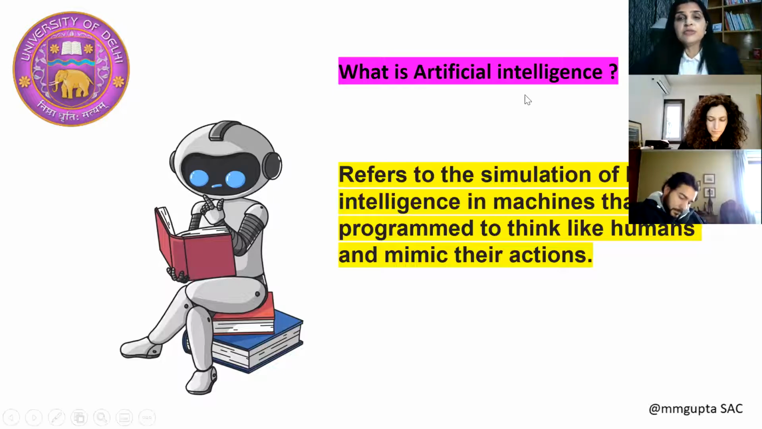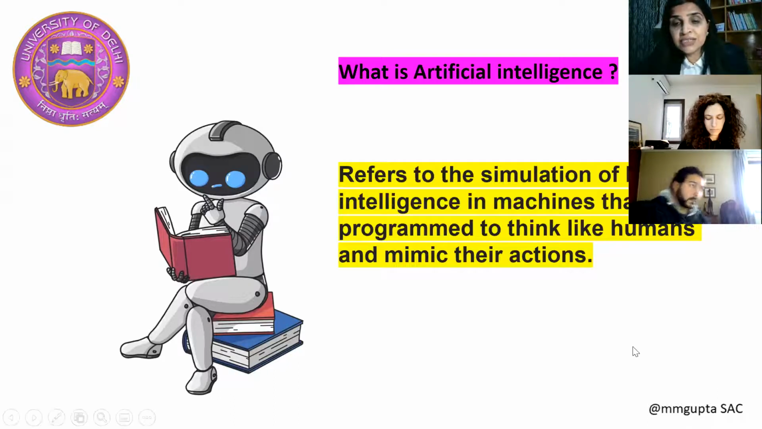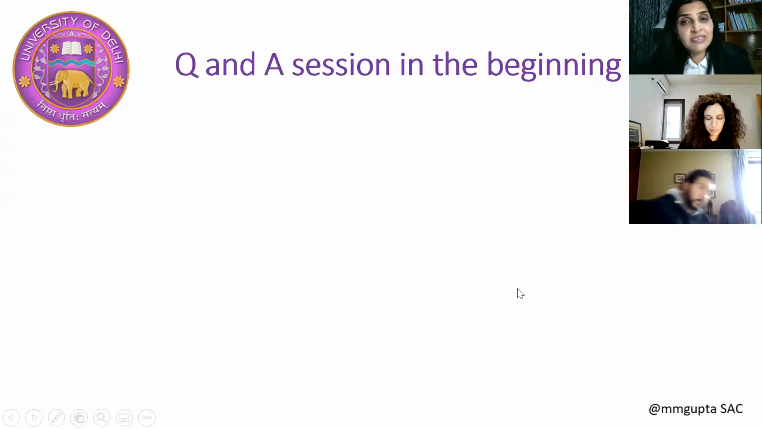Yeah. So what is artificial intelligence? Artificial intelligence refers to simulation of human intelligence in machines that are programmed to think like humans, meaning we try to program machines so that like our brain, they can mimic the actions which we want to perform. So in artificial intelligence, we try to mimic the activities of humans, and we try to get them done by machines.